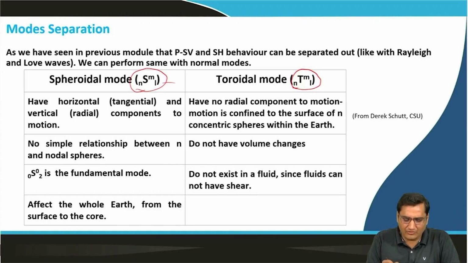The fundamental mode associated with the spheroidal mode is 0s2, where m is equal to 0, and it affects the whole Earth from the surface to the core, which means it does include the volume change. On the other hand, the toroidal mode does not exist in the fluid, because we know the shear wave does not exist in the fluid because of the absence of the shear. So they do not exist in the fluid, since fluid cannot have shear.